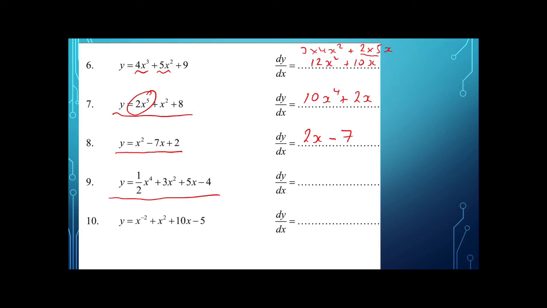Number 9 looks quite tricky and quite a lot to do here, but we just follow the steps each time. I'm going to show my working out actually. So that we put the 4 in front of the half, and then subtract 1 from the 4. The plus 3x squared, put the 2 in front of the 3, I'm going to write that as x to the 1, plus 5x is plus 5, and the minus 4 disappears. 4 times a half of 4 is 2, 2x cubed, 2 times 3 is 6. Now x to the 1, don't forget, is just x plus 5.